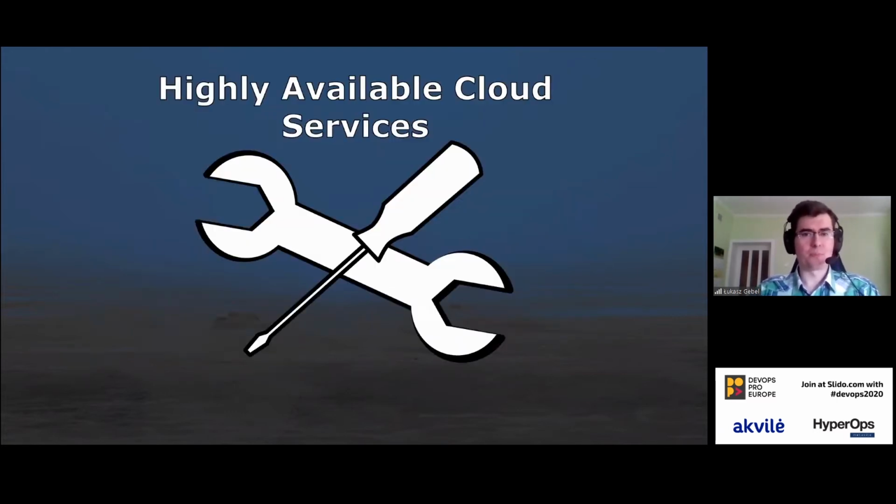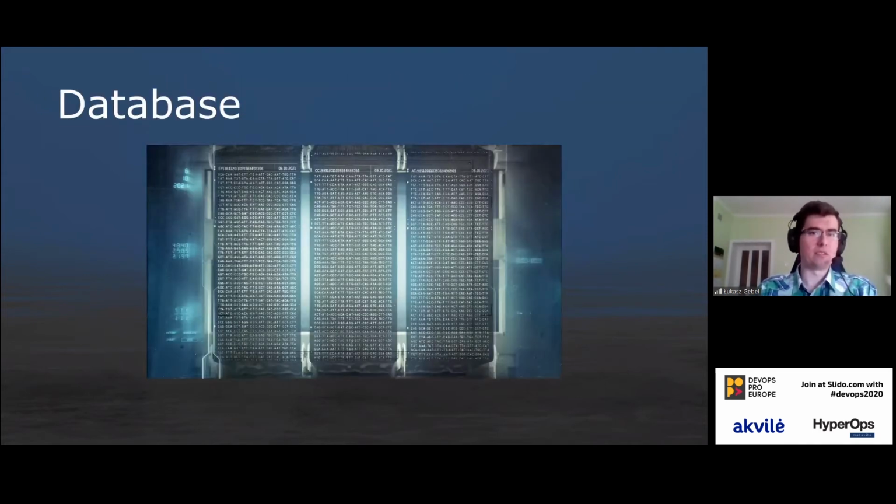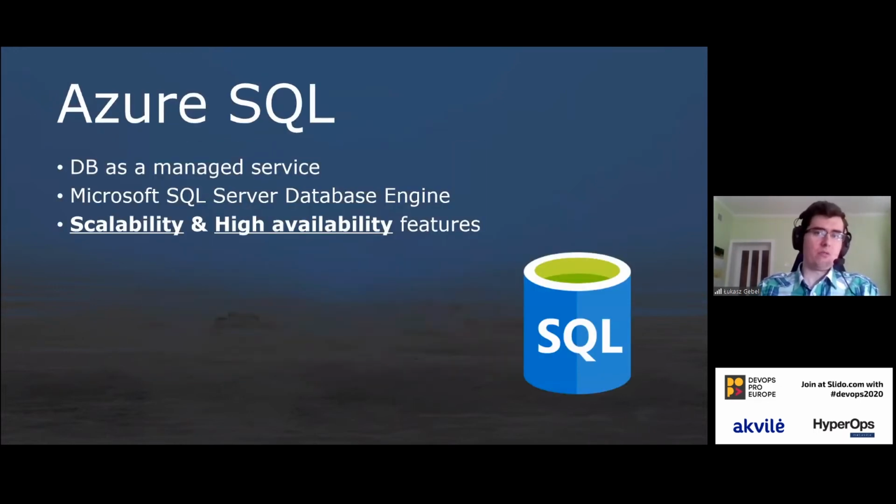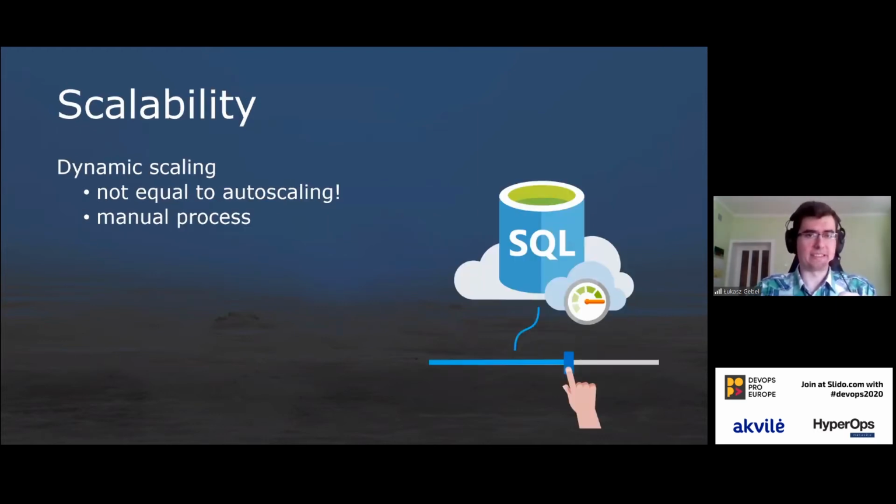Okay, the second chapter, the highly available cloud services. One of the most common services that is widely used while dealing with state is always a database. So when we were migrating to Azure and we had to choose our database, there was not much to choose from. There was Azure SQL, and Azure SQL is simply a DB as a managed service. Under the hood, it has the Microsoft SQL Server database engine. And it had really cool scalability and highly available features, so I will try to discuss them.